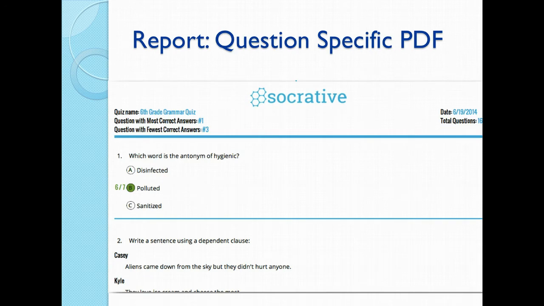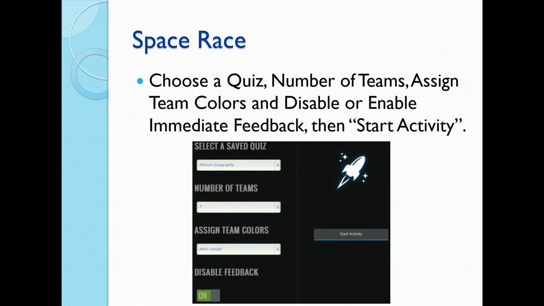This is what the report looks like for a question-specific PDF. You can see for question 1, 6 out of 7 students got the correct answer, and then you can also see here at the top questions with most correct answers and then fewest correct answers. So this is a tool students can use to see what they need to improve on and then what teachers can focus more time on in class.